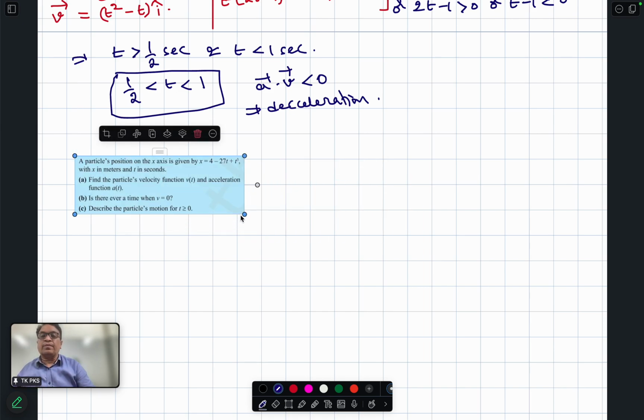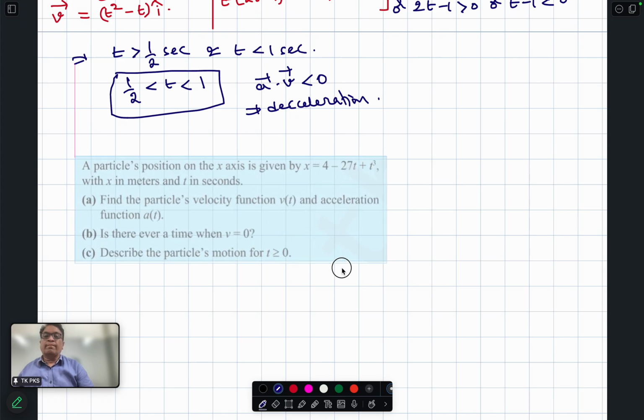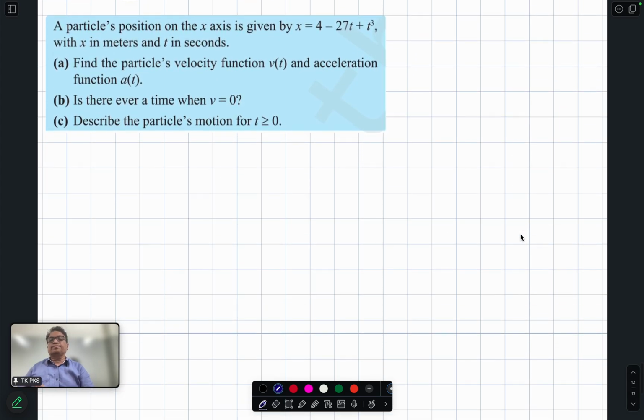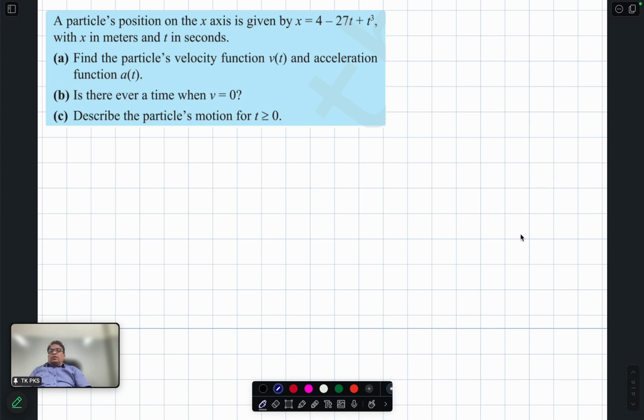Right. Everyone try this please. A particle's position on the x-axis is given by x is equal to 4 minus 27t plus t cube, with x in meters and t in seconds. Find the particle's velocity, everything, right. That's what you have.